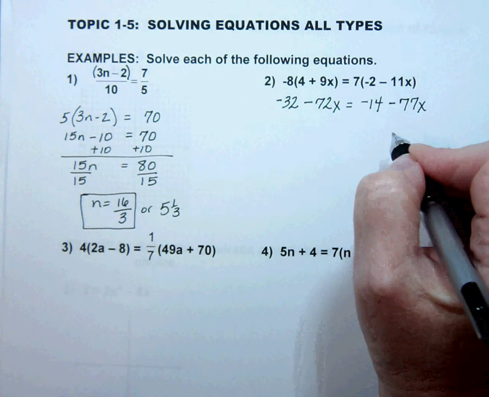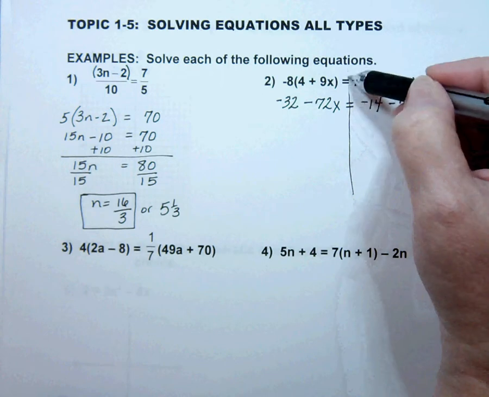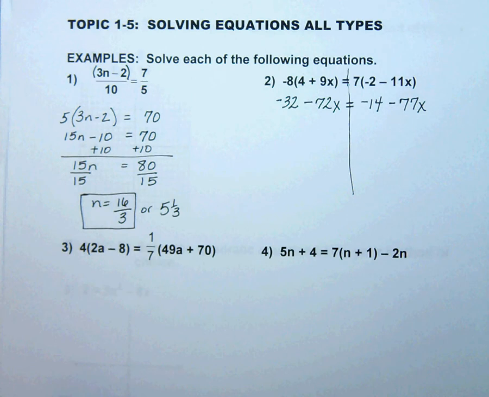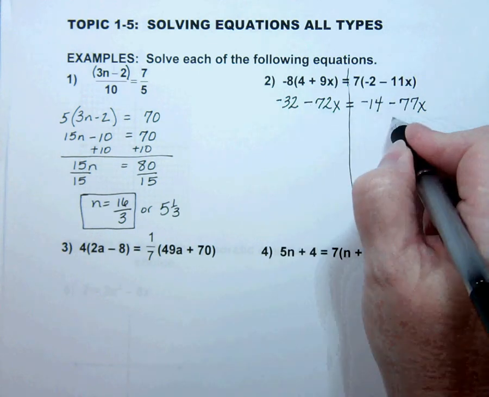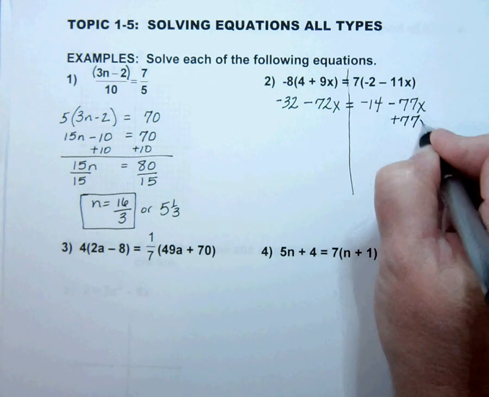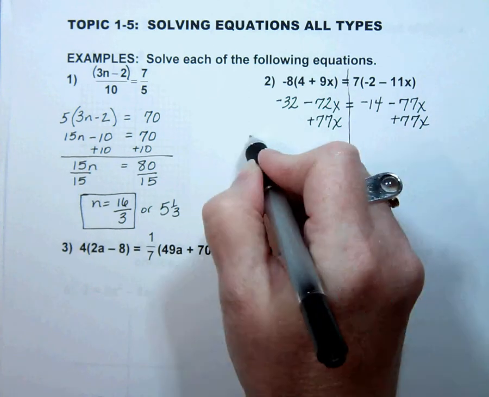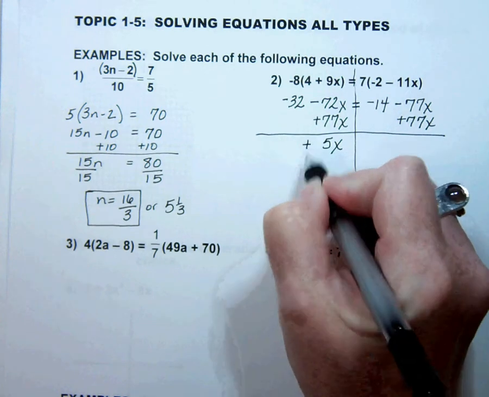Now just be careful when you're solving these. Some algebra teachers like to tell you to draw a line down through your equal sign so you can see the left and right sides of this equation. That might be helpful. I usually like to move the smallest x term first. But on this one, since they're both negatives, it would actually be better to move the negative 77x, because if you add a positive 77x to a negative 72x, that'll keep it positive. It'll be a positive 5x.